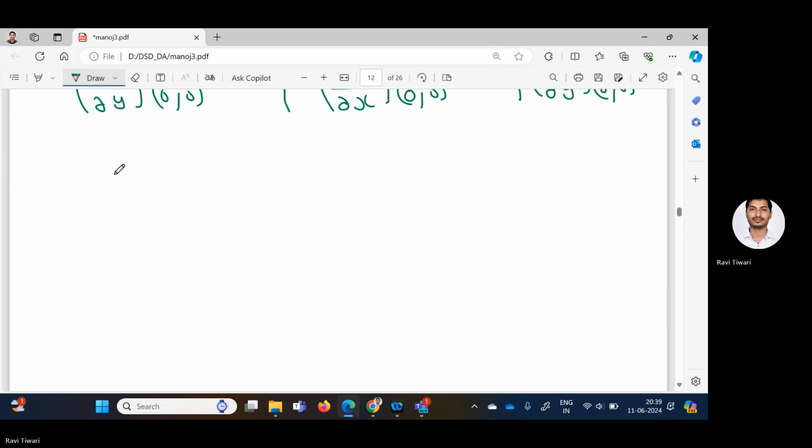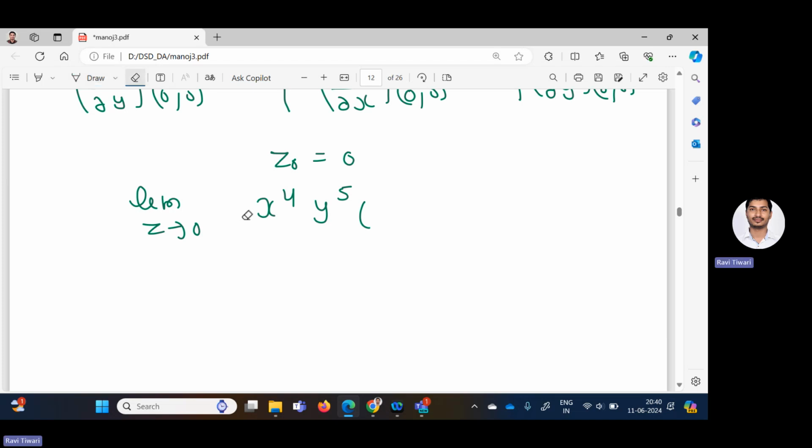But what about differentiability? We can check here. Because z naught is again given as 0, we have to check differentiability at z equal to 0. So you can apply limit z tends to 0. And what is the given function f of z? The given function f of z is x power 4, x square y power 5. I am writing.